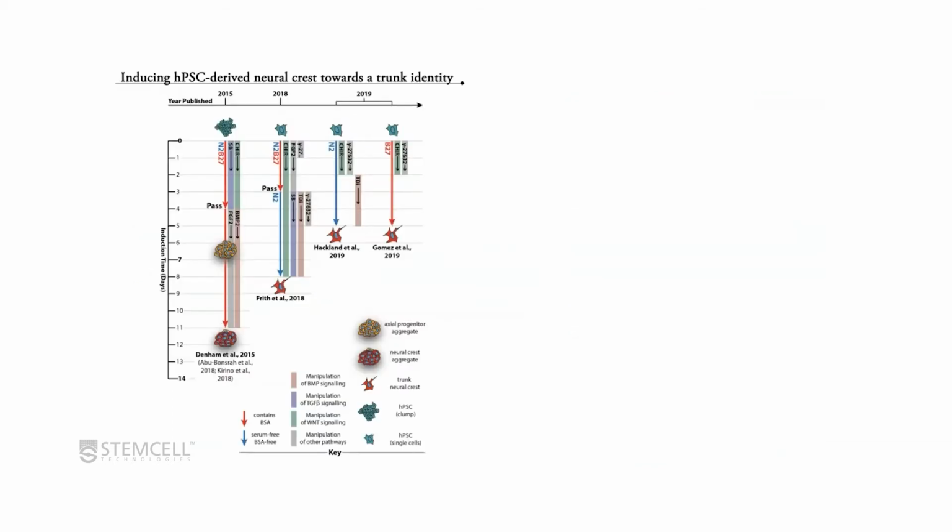So this schematic summarizes 4 published protocols for the generation of trunk neural crest, each one of them via an intermediate cell type that co-expresses SOX2 and brachyury just as axial progenitors do in the embryo. Like the previous schematic, I have the year of publication along the top and the amount of time it takes for neural crest cells to be generated down the side.